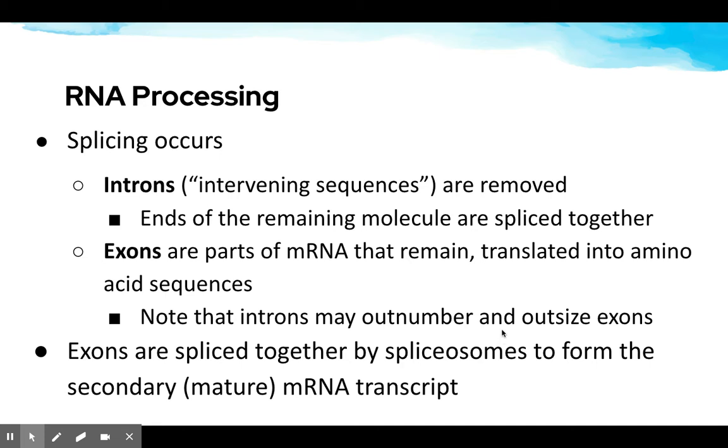The second thing that occurs is something called splicing. We've discussed the terms introns and exons before, and these introns are just sequences inside a gene that aren't really important. They don't code for anything. They're just in there. So those sections are going to be removed from our mRNA. And then the exons are spliced together via something we call spliceosomes. And this is what forms our mature RNA, or our secondary mRNA transcript. This is that final mRNA transcript that can then move on to be translated.